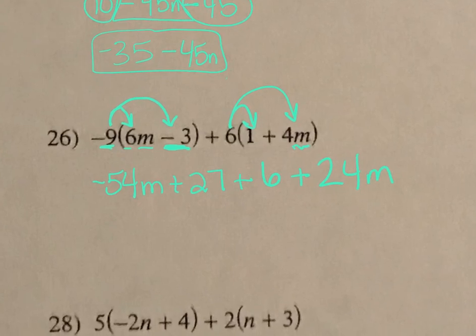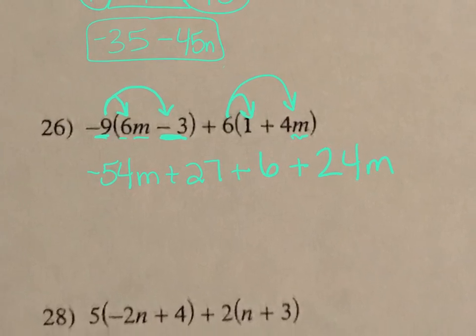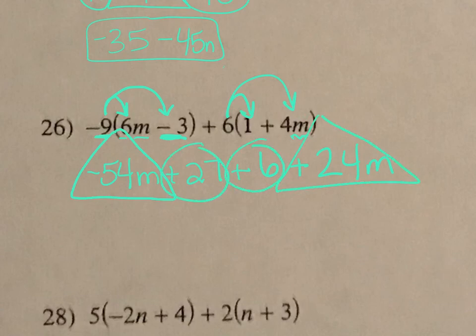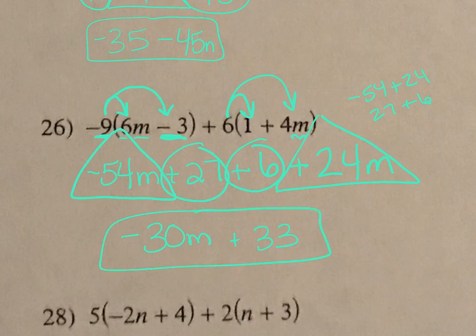All right, so now I can combine my like terms. I've got 2 variables and 2 numbers. I'm gonna separate them just so my brain can see that these are 2 separate things. So combine your variables first. In your calculator, put in negative 54 plus 24. And that's gonna be negative 30m. And then you want to put 27 plus 6. Okay, and that's 33. And that's your answer.